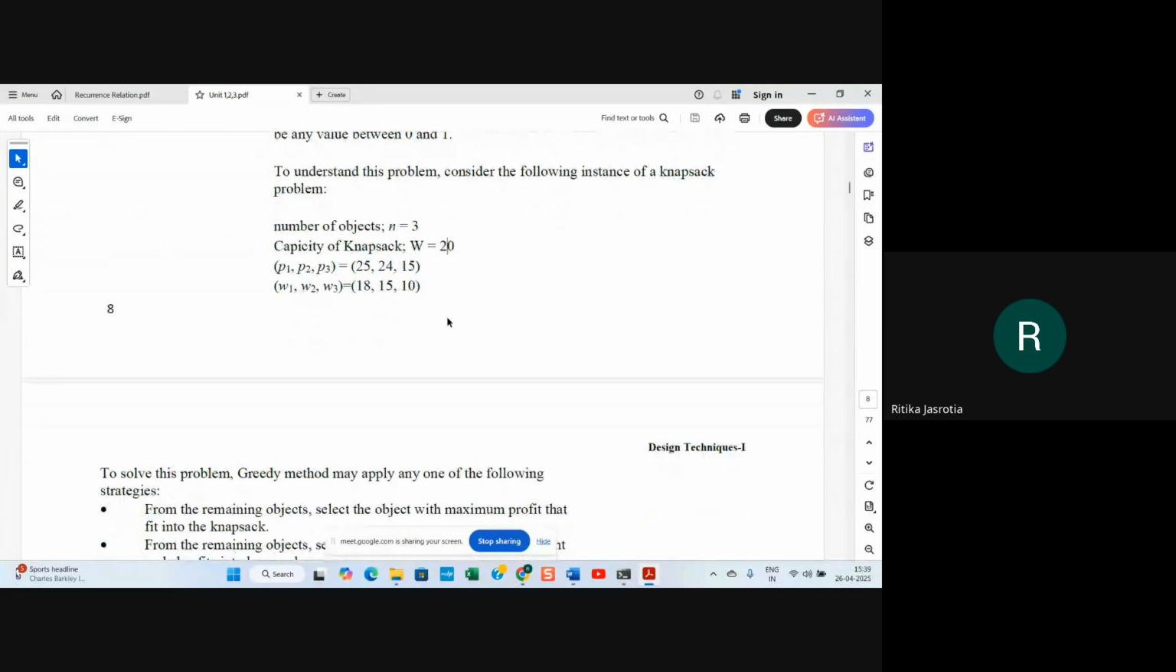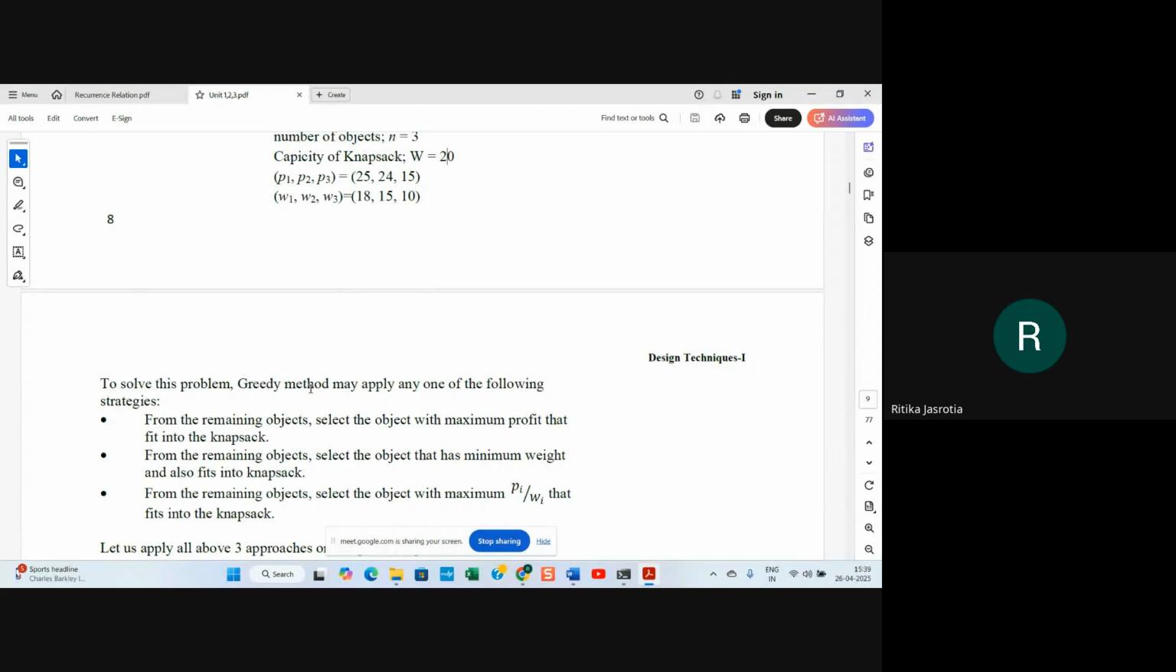Suppose we consider the number of objects n equal to 3. Three objects are there. The capacity of the knapsack is 20. So P1, P2, P3 are the profits 25, 24, 15, and the weights are 18, 15, 10. So in the capacity of 20, you have to put these weights, and these are their profits. You have to put them in this knapsack of 20.